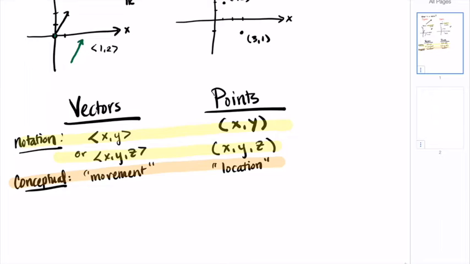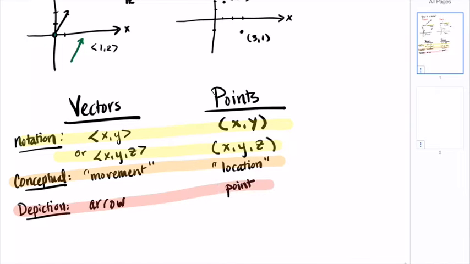Then there's the depiction on the graph. A vector we represent with an arrow versus a point. And then lastly, where you draw it. So where you draw it doesn't matter for a vector. You can technically draw it anywhere, but it does matter when it's a point.